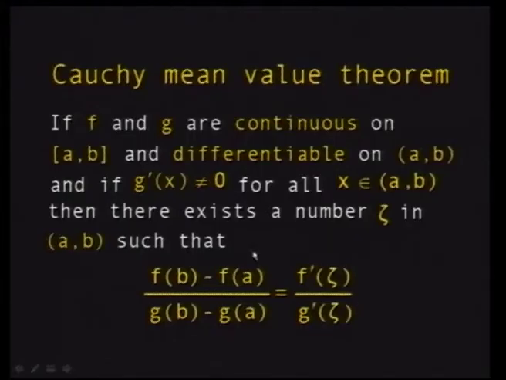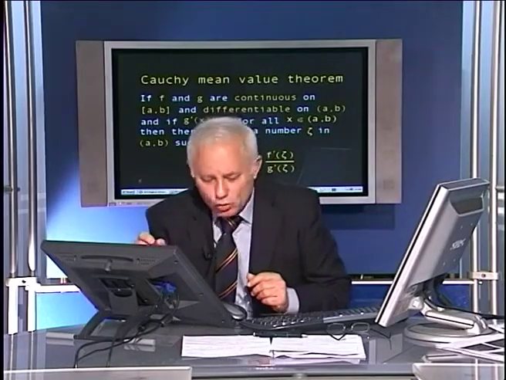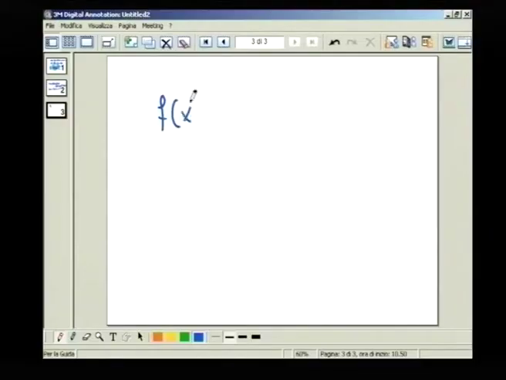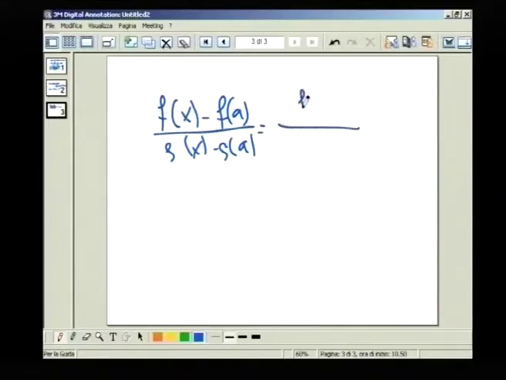Now, from this Cauchy mean value theorem here, you can actually obtain directly the result of L'Hopital. How can we do this? Now, what we can do is write it in the following form. Instead of writing f of a and f of b, you can write it in the form f of x minus f of a divided by g of x minus g of a is equal to f dash of zeta divided by g dash of zeta.